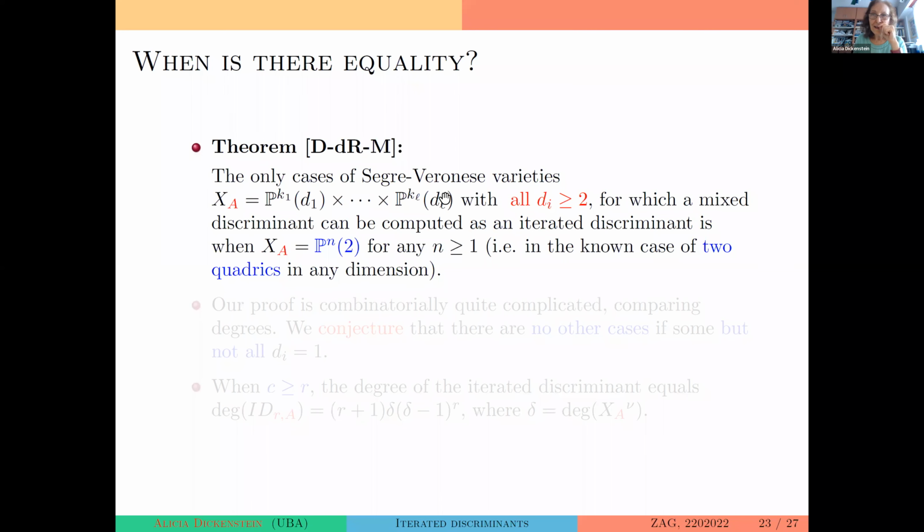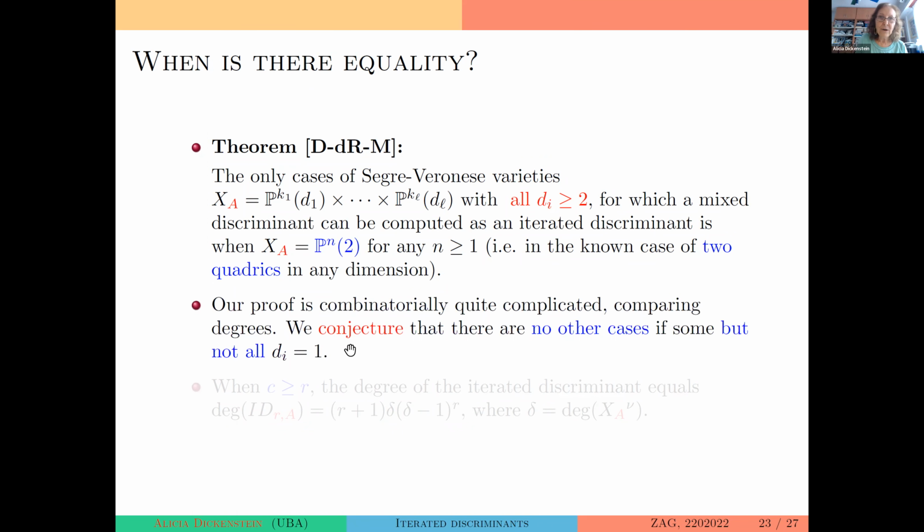So the only case for which a mixed discriminant can be computed as an iterated discriminant is when we have 2 quadrics in n variables. This was the case already studied by Ottaviani, but we give a completely different proof, and we prove that this is the only case that could happen. So for any L, any d's at least 2, this is the only possible case. And our proof is quite complicated combinatorially.